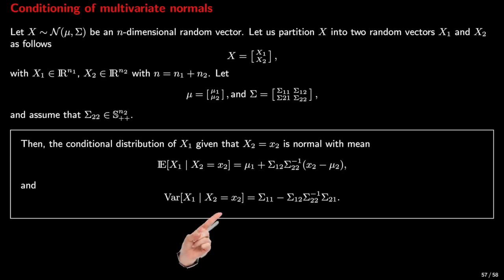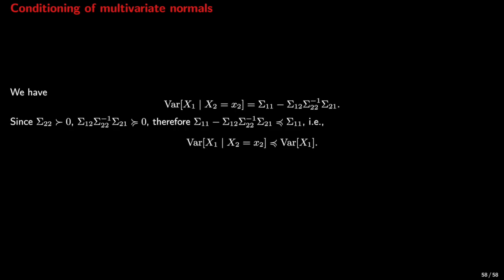The conditional variance of x1 is given by Sigma 1 minus Sigma 1 times the inverse of Sigma 2, which exists because Sigma 2 is positive definite, times Sigma 2. Since Sigma 2 is positive definite, the matrix Sigma 1 times the inverse of Sigma 2 times Sigma 2 is positive semi-definite. In other words, additional information does not, quote-unquote, increase. I say quote-unquote because these are matrices.